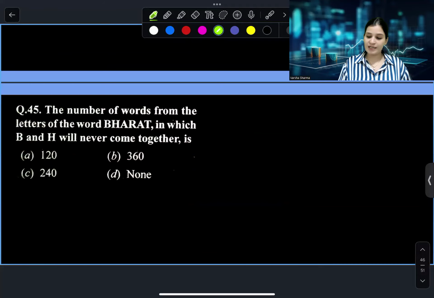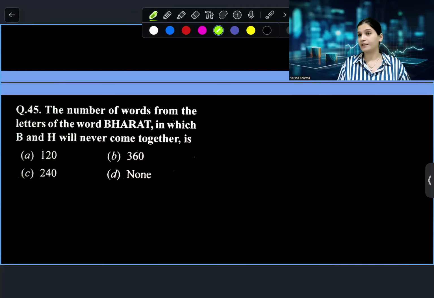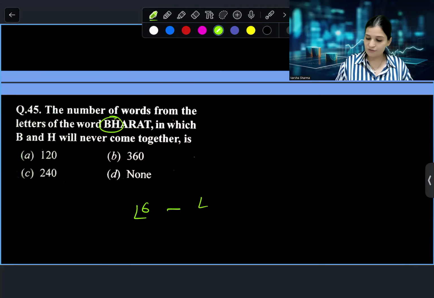The number of words from the letters of the word Bharat in which B and H will never come together. Total minus together. So total is factorial 6 minus together. Together will be B and H form a bundle. Factorial 5 into factorial 2. So 720 minus 240.